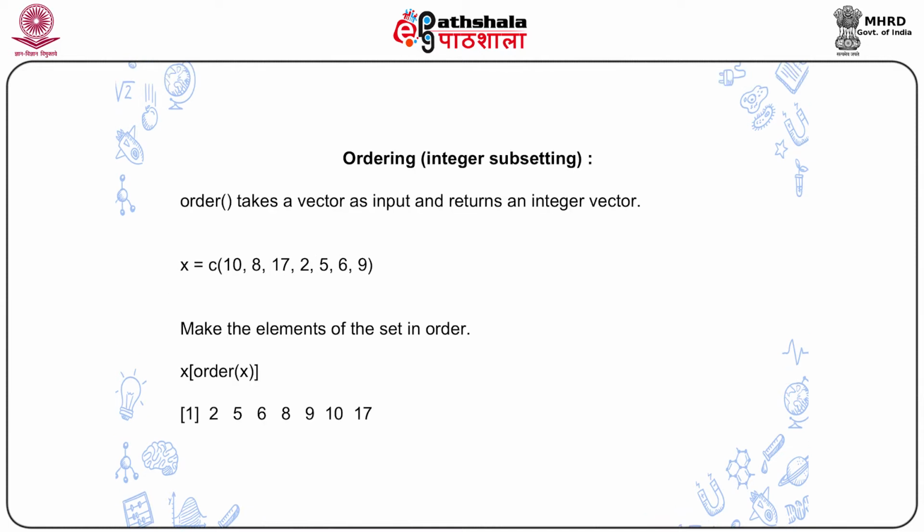Here comes the idea of another function called order. It takes a vector as input and returns an integer vector describing how the subsetted vector should be ordered. Suppose x is a vector of 7 elements. So here is our x vector. Now to put the elements of x in order, we use x, then within the third brackets order of x, and hence the elements of x are ordered in the output.